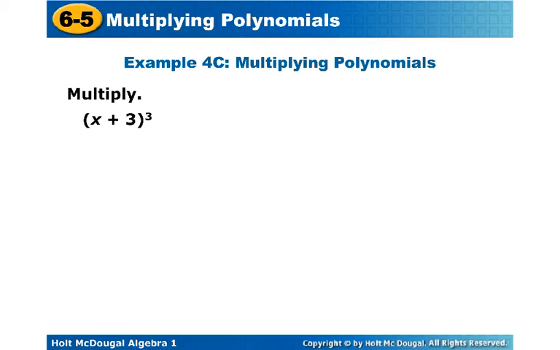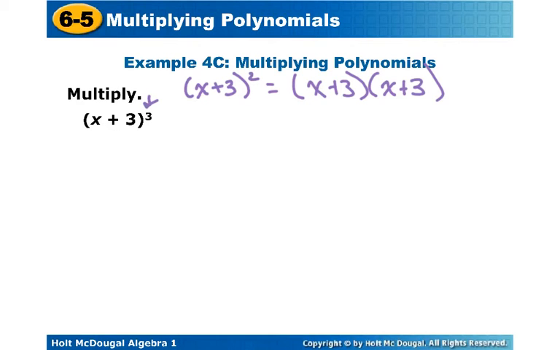Alright, next one. So, this kind of builds off of what we talked about before, because if you had x plus 3 quantity squared, remember, that was the same thing as saying x plus 3 times x plus 3. Now, this time you're raised to the third power. So how many of those x plus 3s do we really have? Well, if you just said 3, you are correct. So I'm just going to write it out like that. So I have x plus 3 times an x plus 3 times an x plus 3.